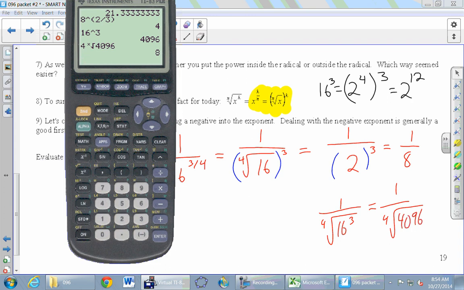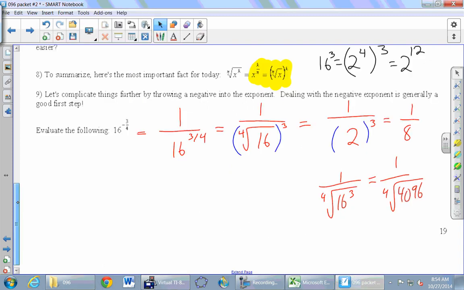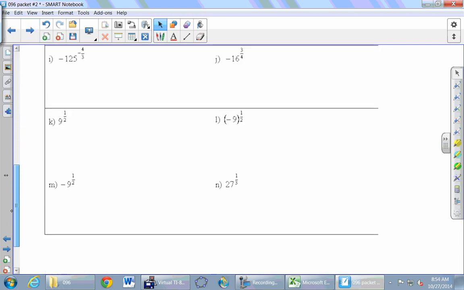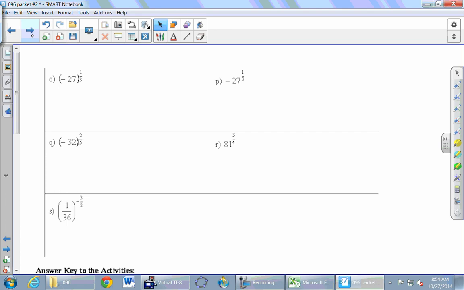So anyway, you can see that doing that power on the outside is a whole lot easier if you don't have a calculator with you. All right. Okay. So the activity starts on the next page. I believe that there's plenty of time to get through the entire activity and get a good start on your homework. So let's see how far we can get.